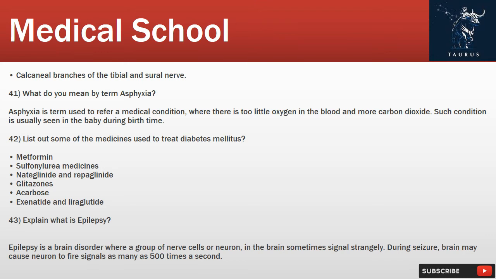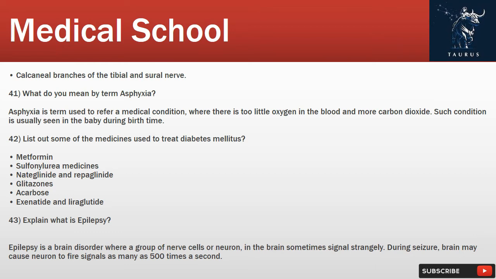41. What do you mean by the term asphyxia? Asphyxia is a term used to refer to a medical condition where there is too little oxygen in the blood and more carbon dioxide. Such a condition is usually seen in the baby during birth. 42. List out some of the medicines used to treat diabetes mellitus. Metformin, sulfonylurea medicines, nateglinide and repaglinide, glitazones, acarbose, exenatide and liraglutide.